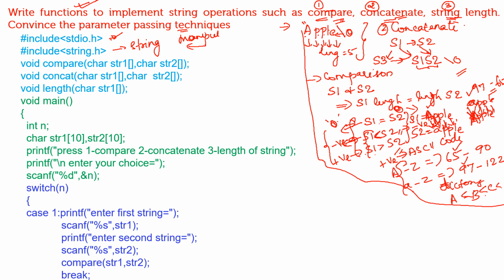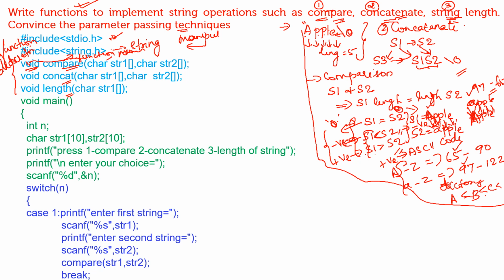So what are these three lines? These three lines are nothing but your function declarations, right? I think you can go back to your function topic. So what is void? Void is nothing but the resultant data type. What are compare, concat, and length? They are your function names, right? This is your syntax: return data type, function name.